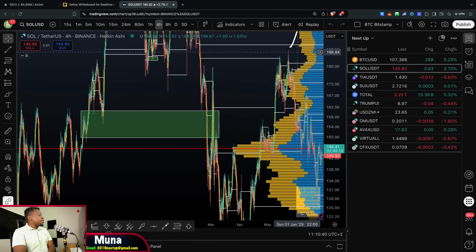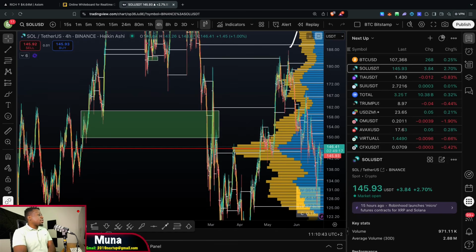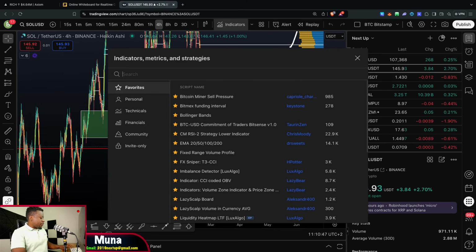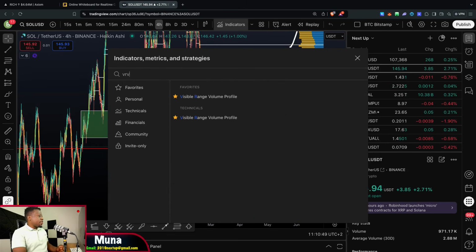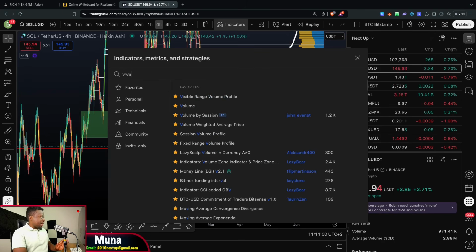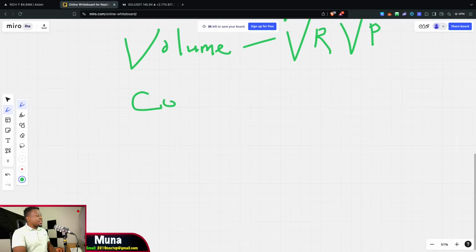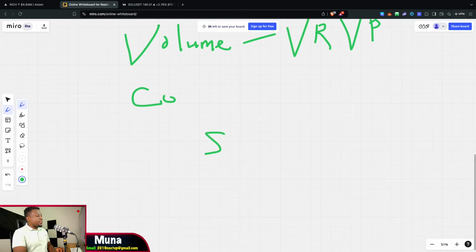these indicators, you simply go to indicators and then take a look at these. I've got my personal favorites. So for example, VRVP, the visible range volume profile. This is a very, very good indicator that you're supposed to be using. And also the VWAP. If you understand how to manipulate these in conjunction with identifying support and resistance, then you guys are going to be very good.